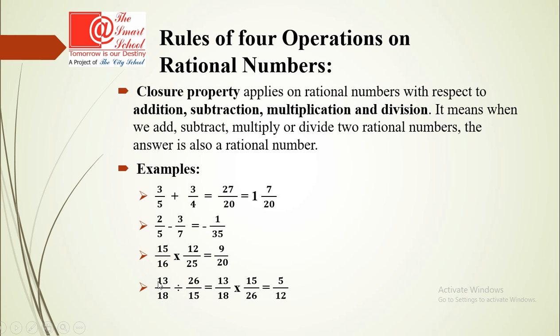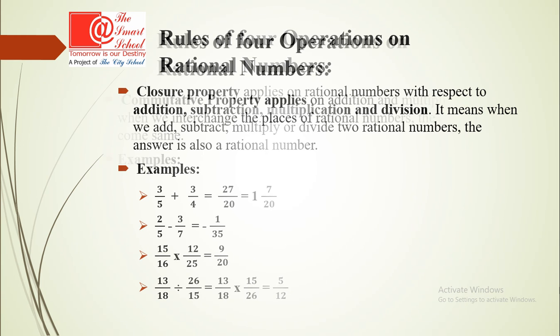Now if we divide 13 over 18 and 26 over 15, the answer will be 5 over 12, which is a rational number. So as these two were also rational numbers, it is proved that closure property applies on rational numbers.